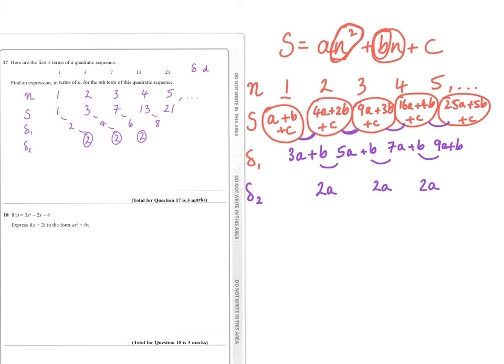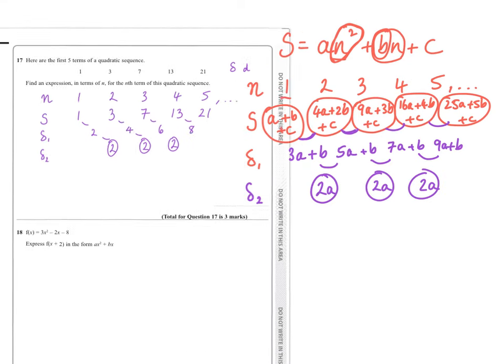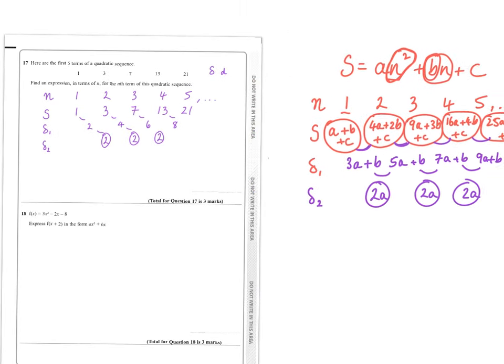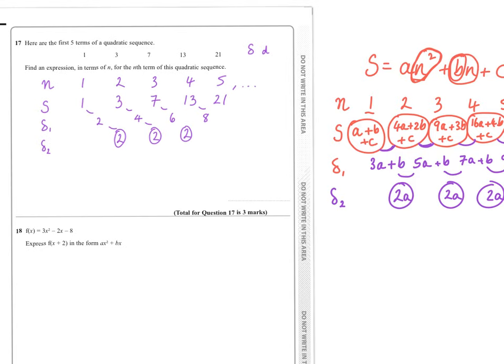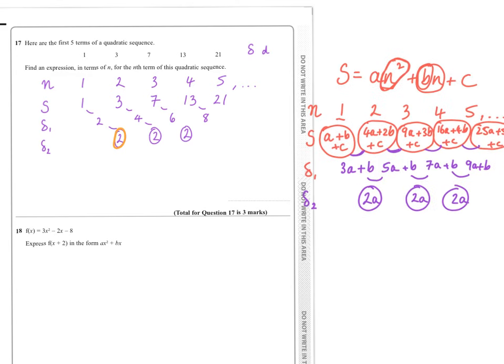Now the reason I've done this is because, look, we have 2a here, and in our question here we ended up with 2's. So I know that this 2 here is the same as 2a, so that enables me to find the value of a. Now don't forget, we know it's going to be a quadratic sequence and we want the nth term, so we know it's going to have the form an squared plus bn plus c. Okay, it's definitely going to have that form because it's quadratic.